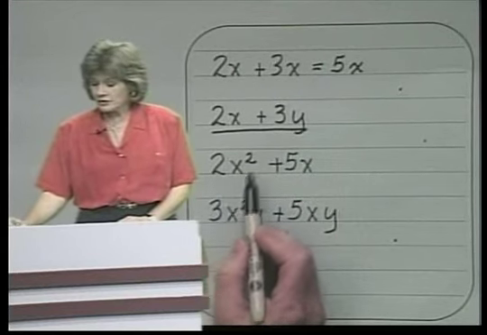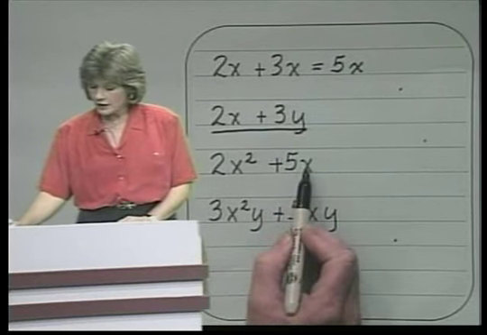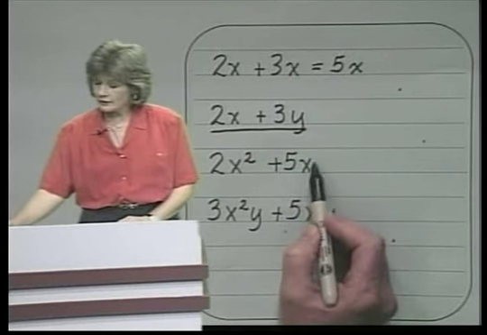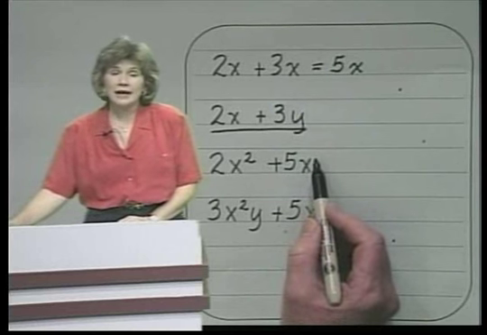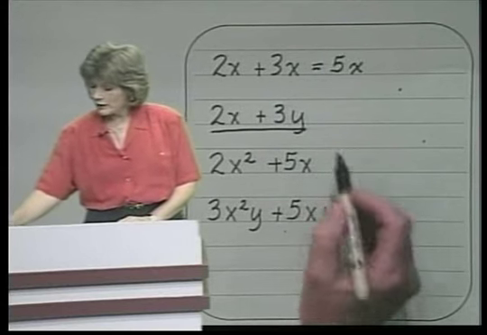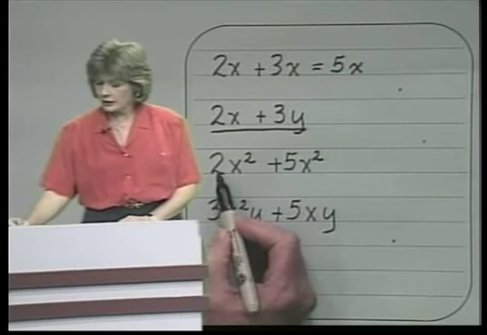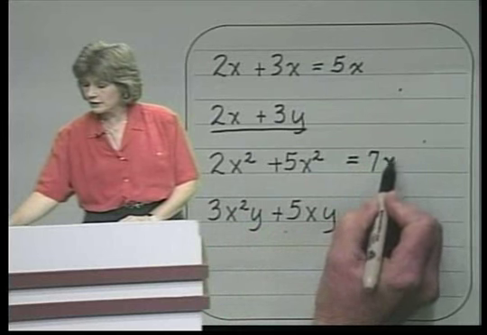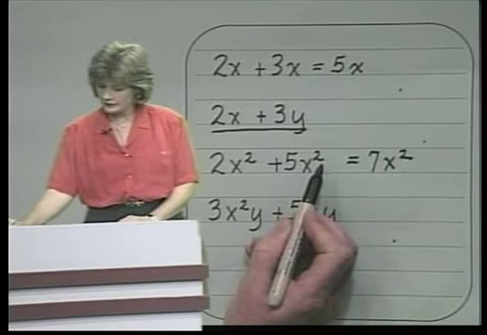What about 2x squared plus 5x? Now granted, both of these terms are x's, but the first one is raised to the second power, while the second one is raised to the first power. So the way they are now, I could not add them. Now if we want to play what if this were to be x squared, then I could say, well, 2x squared plus 5x squared would give us 7x squared. But we must have the same variables to the same exponents.